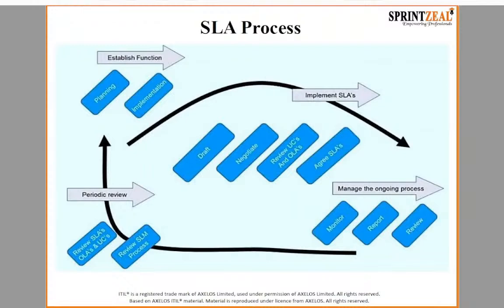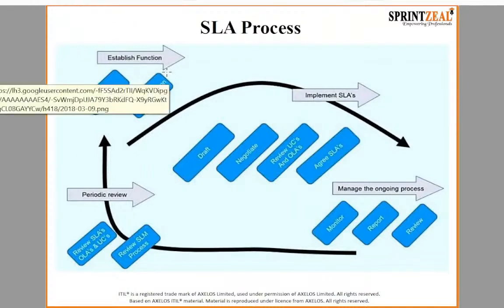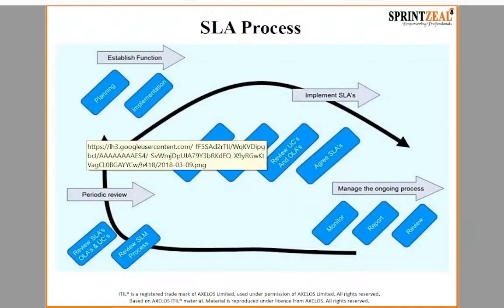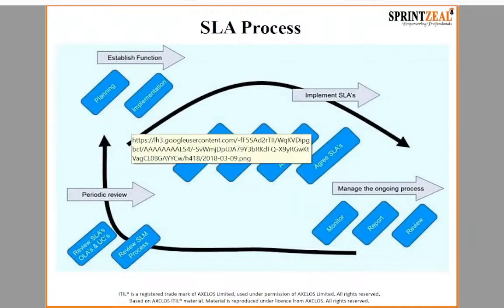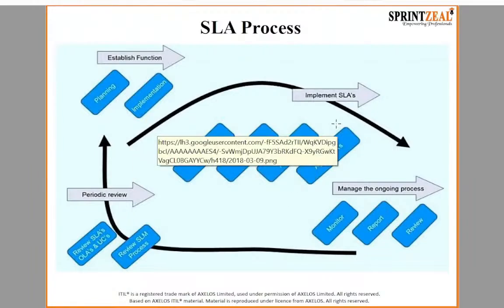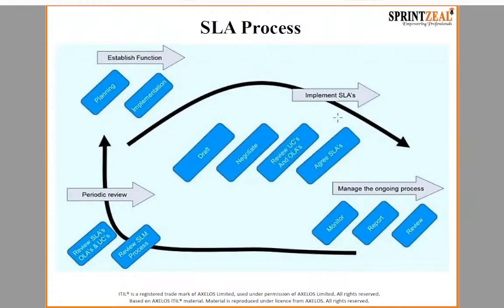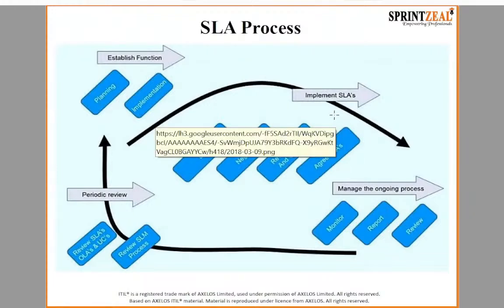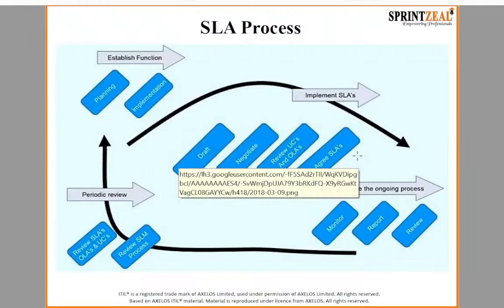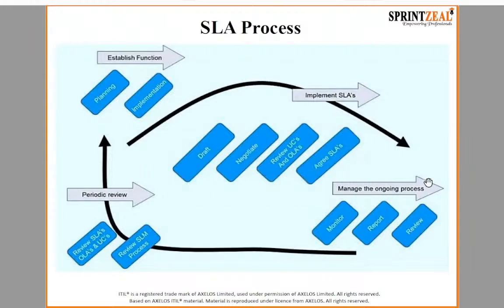We move from establish the function, I don't necessarily like the term, into implementation, right? We draft, negotiate. Once again, ITIL is encouraging that we negotiate with the client in regards to the SLA. We review any underpinning contracts. We talked about that earlier because we want to make sure that all of our other agreements are in alignment with our SLA to our client. We agree on the SLA after we've reviewed the underpinning contracts and the OLAs. And then we manage the ongoing process.